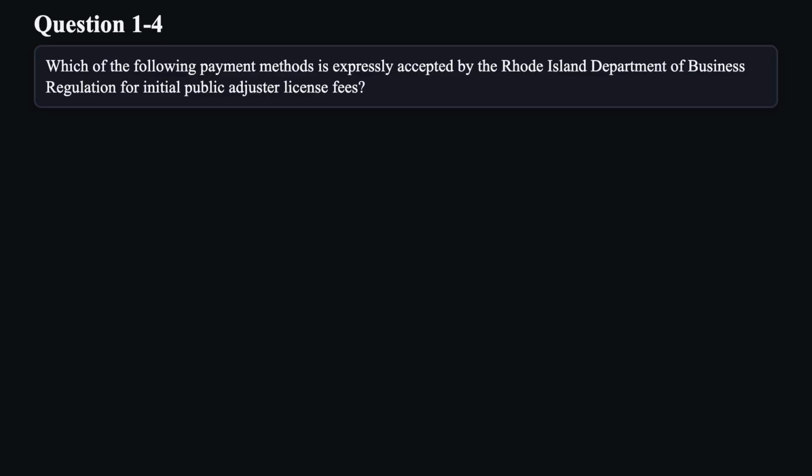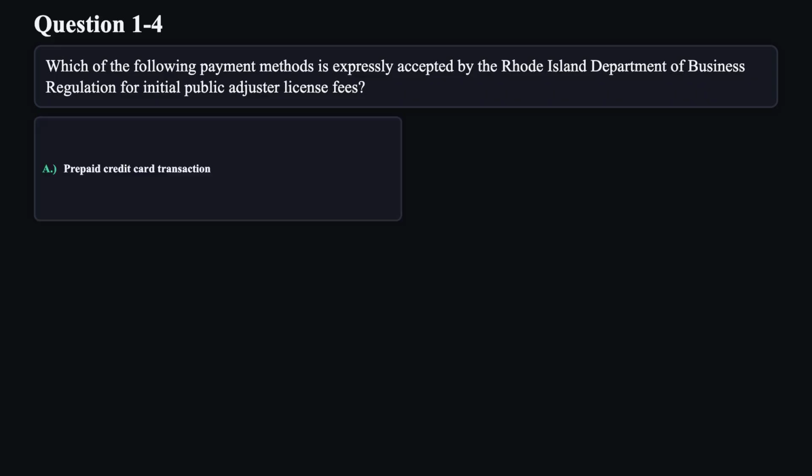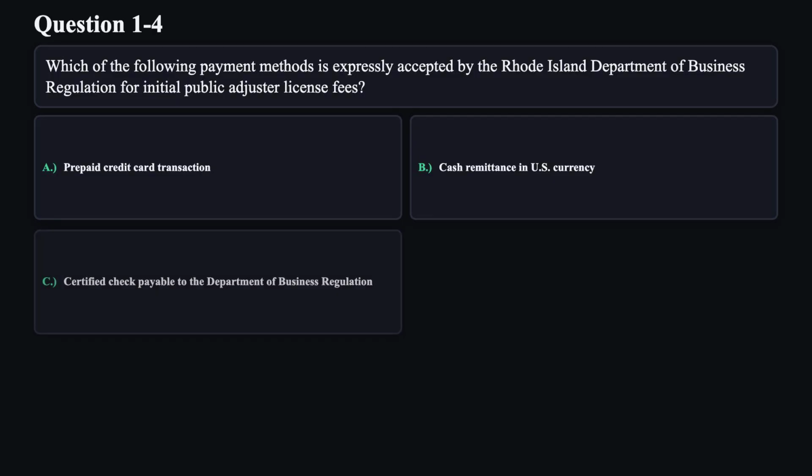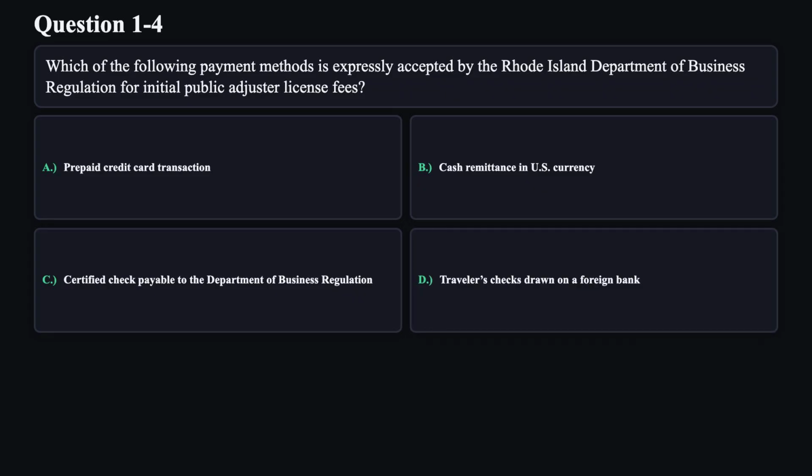Question 4. Which of the following payment methods is expressly accepted by the Rhode Island Department of Business Regulation for initial public adjuster license fees? A. Prepaid credit card transaction. B. Cash remittance in U.S. currency. C. Certified check payable to the Department of Business Regulation. D. Traveler's checks drawn on a foreign bank.